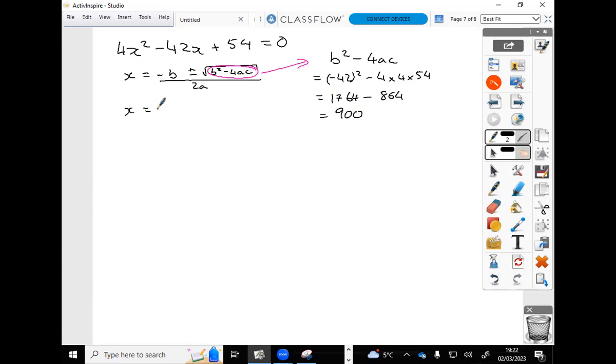So my x equals 42 plus or minus root of 900 all over 2 times 4, which is 8. Just be careful, remember that sign changes. So negative 42 becomes positive 42. Split that expression in two.